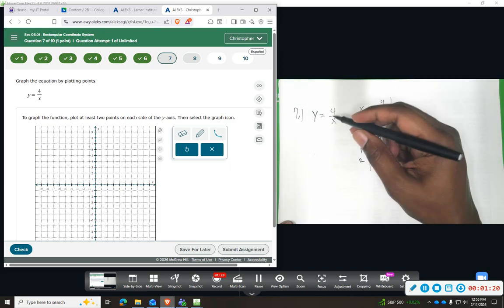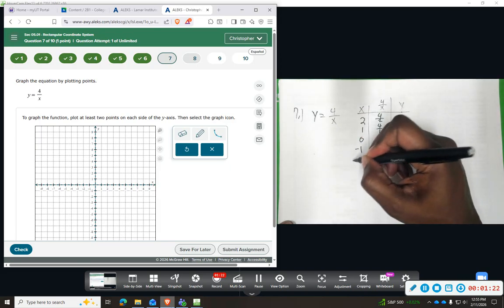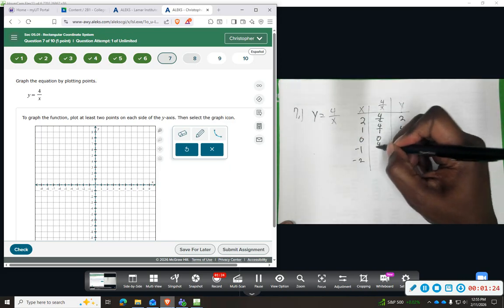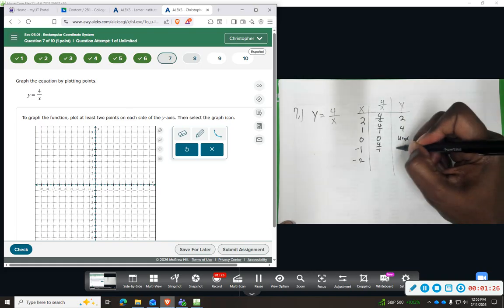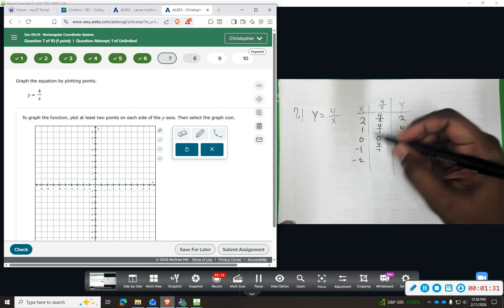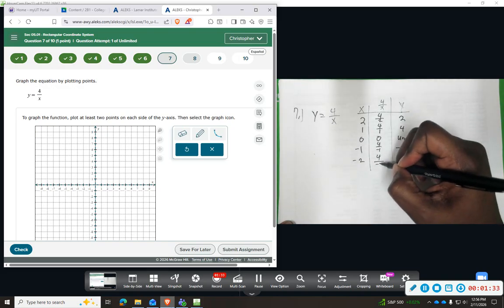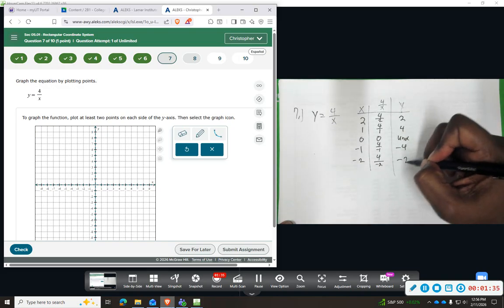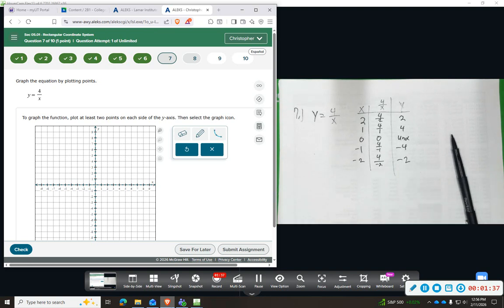And then if we plug in negative 1, we should be negative. 4 divided by negative 1 will give us negative 4. And then if we plug in a negative 2, this will give us a negative 2 output. So we'll pick a few points, and then we'll plot these on the curve.